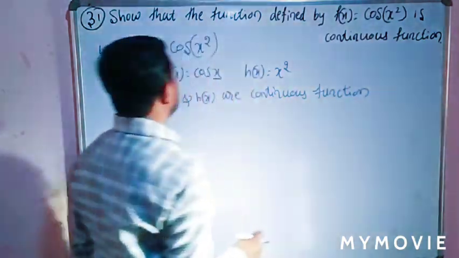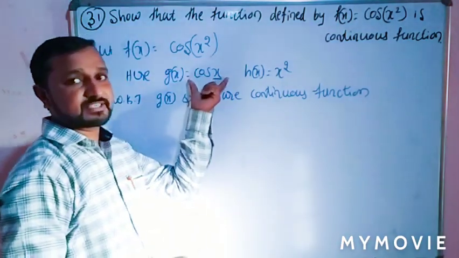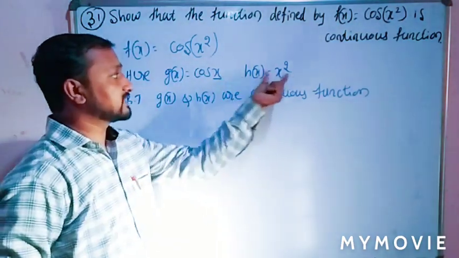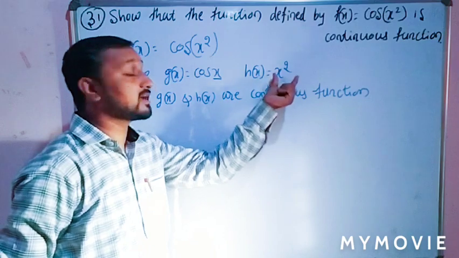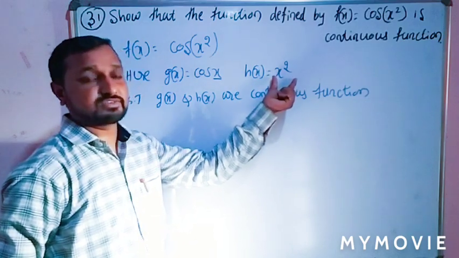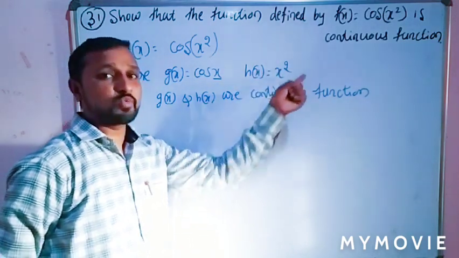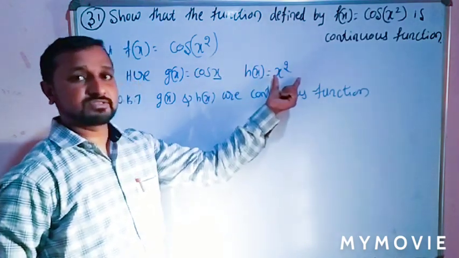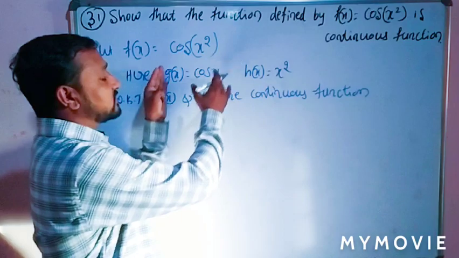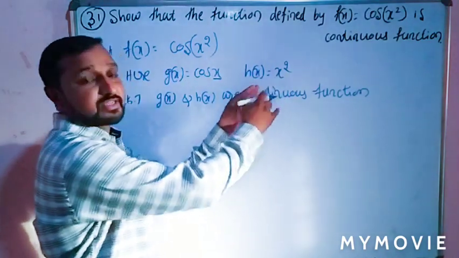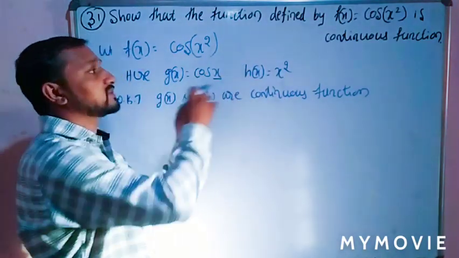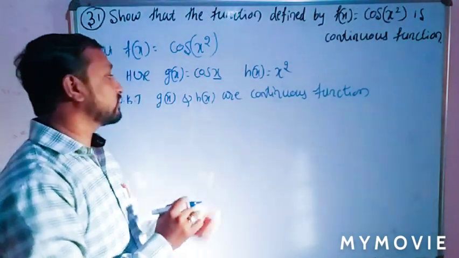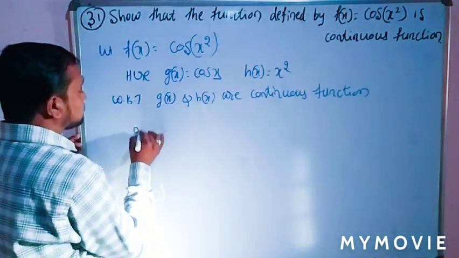Already we know that g of x equal to cos x, cos x is a continuous function. H of x equal to x square, x square is a continuous function, always continuous. That is a parabola along the y axis. So cos x is a continuous function and x square is also a continuous function. So g of x is continuous, h of x is continuous. Then the combination of these two functions is obviously continuous. But we can verify. Okay.